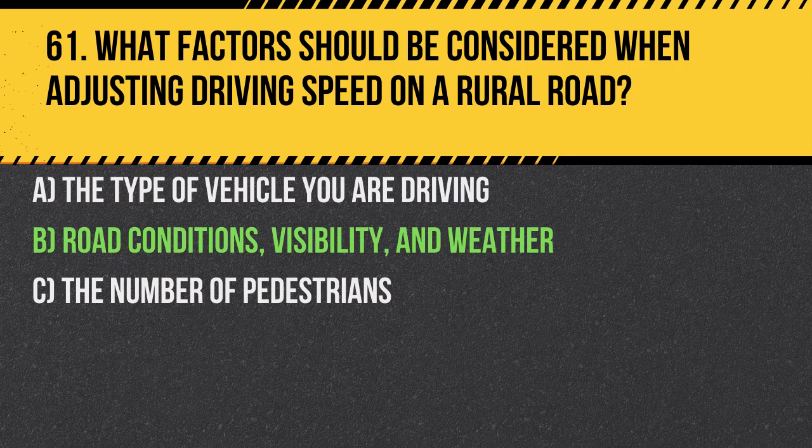Answer: B. Road conditions, visibility, and weather. When driving on rural roads, adjust your speed based on road conditions, visibility, and weather to ensure safe driving.